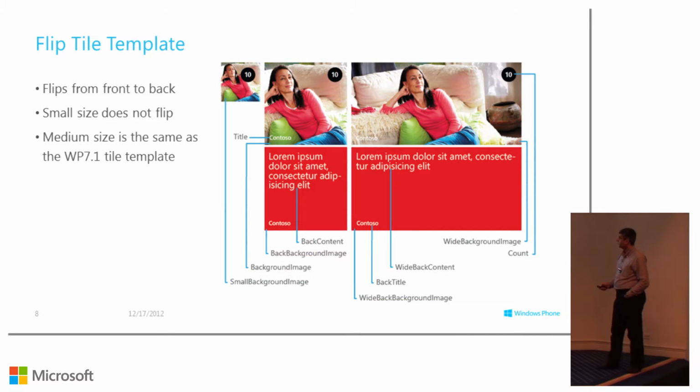In terms of content, right, you can provide various parameters for your tile template. Not all of them are mandatory, but you can choose what content you want to put in. So the flip tile, okay, the small image does not flip. It just has a notification icon on it. The medium tile can flip and can bring the background image and the content. Even the wide tile can flip.